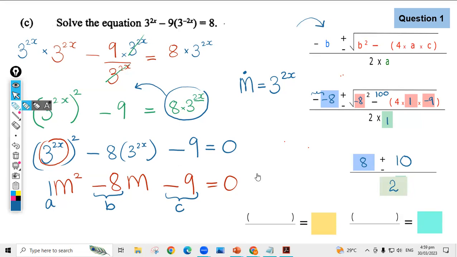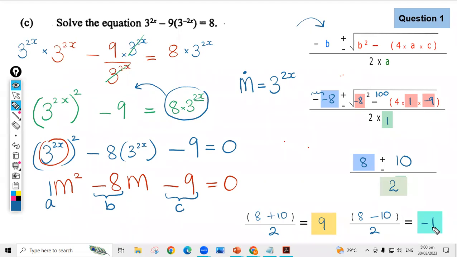So you all know what to do from here, right? We're going to get 8 plus 10 divided by 2. Then we say 8 minus 10, and we divide it by 2. 8 plus 10 is 18, divided by 2 is 9. 8 minus 10, well, that's -2, divided by 2 is -1. The two answers I got were 9 and -1.